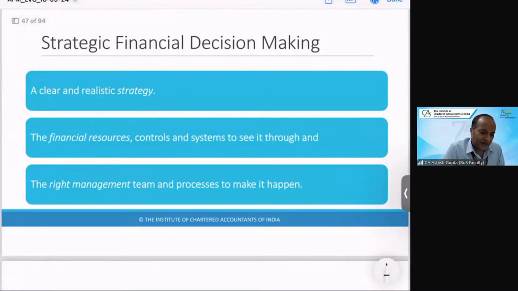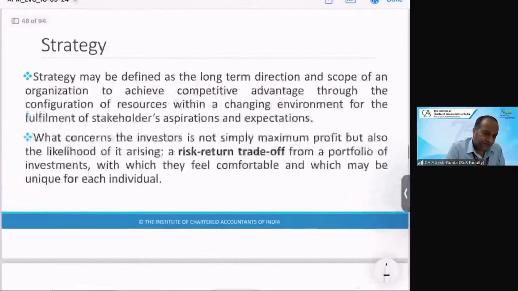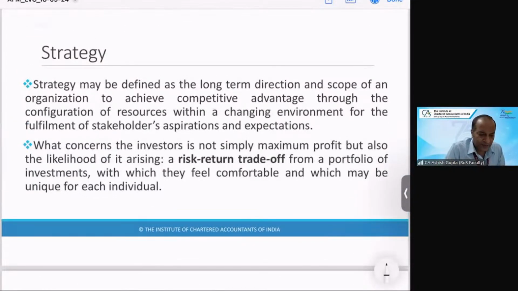Then comes strategic financial management decision making. When we talk about strategic financial decision making, we have to see what our realistic strategy is, what financial resources we have, and the right management team. So all this theoretical topic has been covered here. You just refer to the same. Then comes management strategy. When we talk about strategy, the basic rule we have to apply is the risk return trade-off. We have to accept that level. This term will be utilized in our overall discussion.